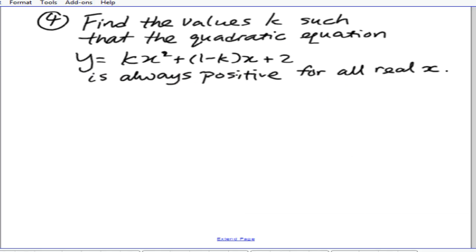Right, here's the next question. You may want to try this by yourself. When you're ready, press play and we'll check your answer.